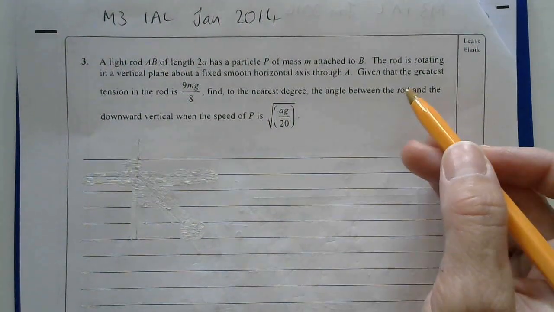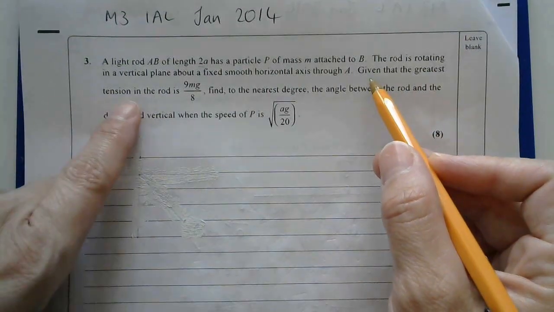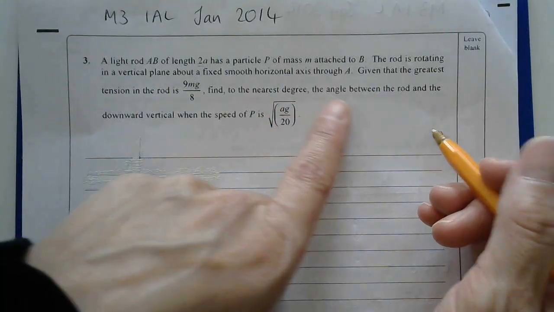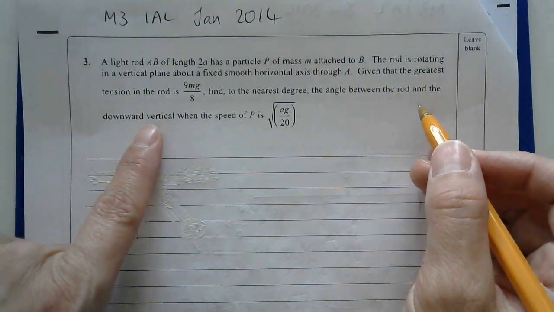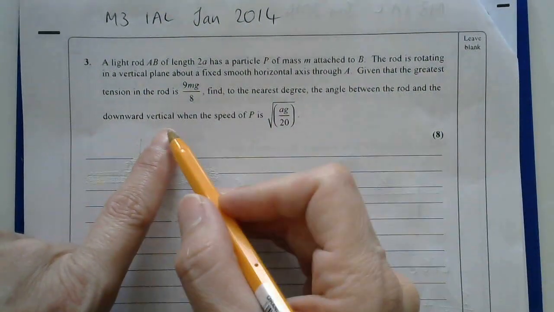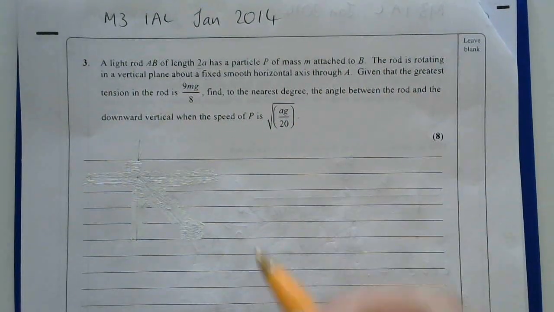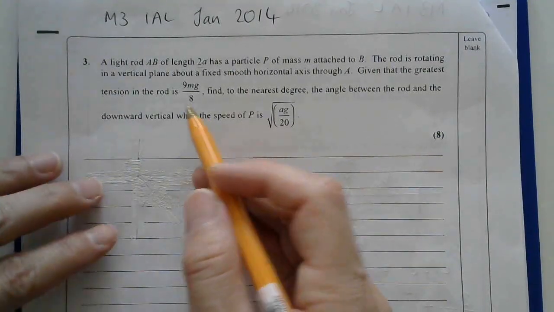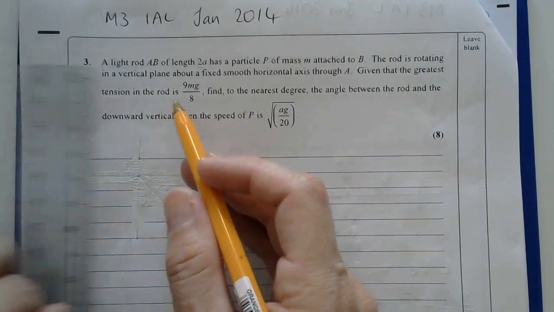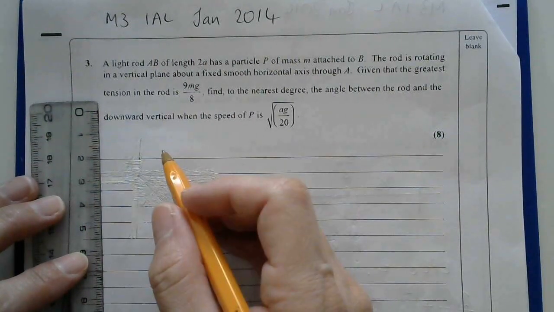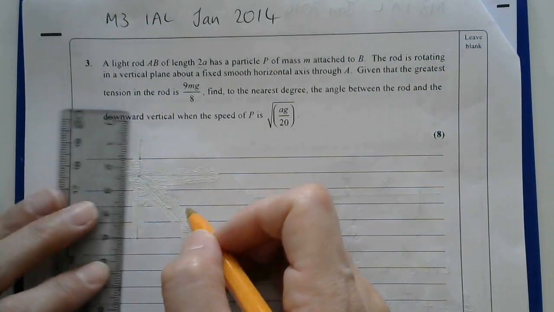Now here they talked about two different places. They talked about when the tension in the rod is greatest, and then they talked about this other position where the rod has an angle with the downward vertical, and the speed is this thing. So first of all, looking at when the tension is the biggest, well, when you have a rod moving in a vertical plane, the tension will be the greatest at the bottom.